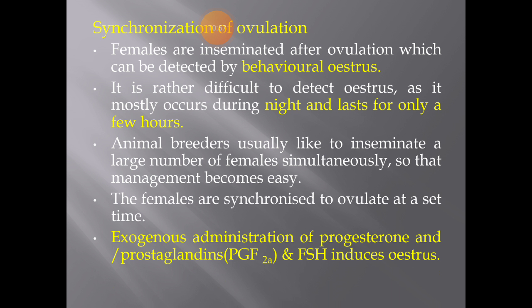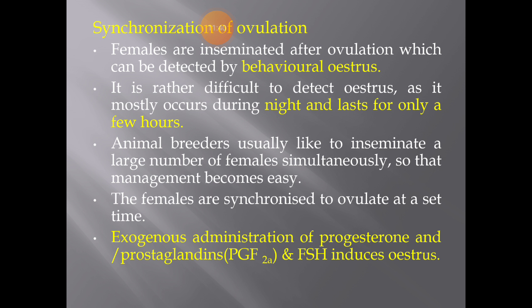How? The synchronization of ovulation is brought about by exogenous administration of the hormones progesterone and prostaglandins, that is PGF2A. There are different types of prostaglandins. Here you have to make use of PGF2A, prostaglandin F2A. Progesterone is a female reproductive hormone. And FSH is one more hormone, follicle stimulating hormone, elaborated from the anterior pituitary. Whereas progesterone is secreted from the ovary itself.